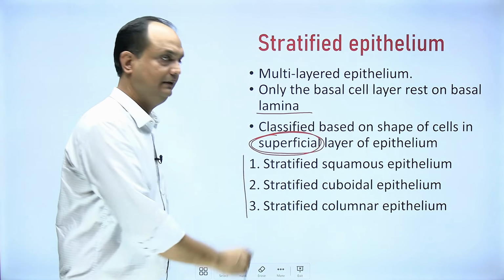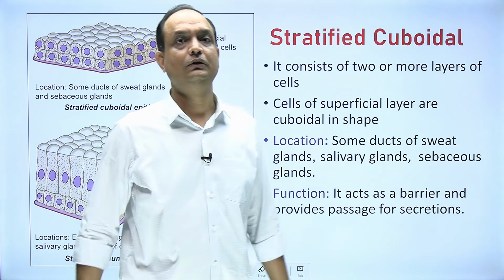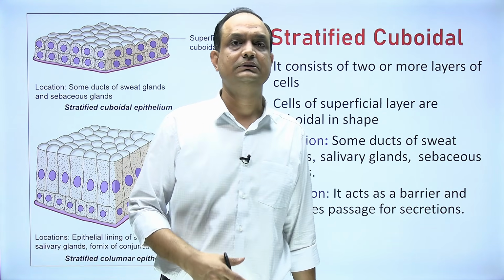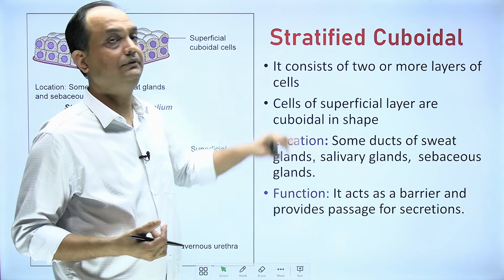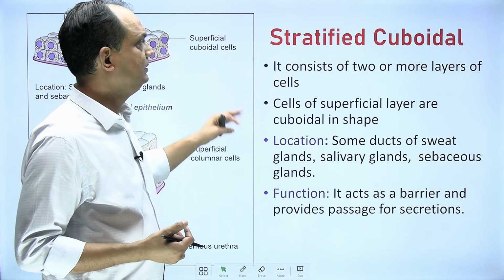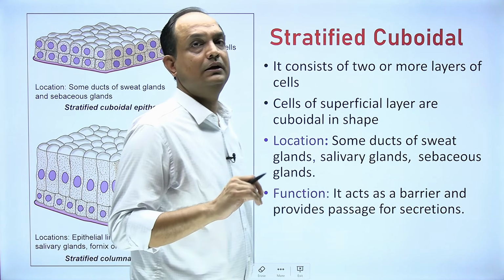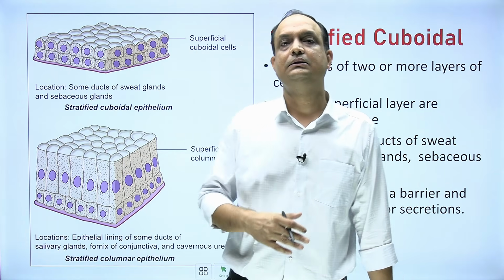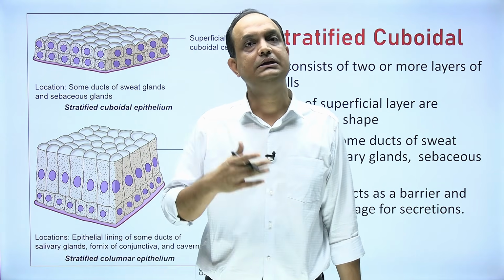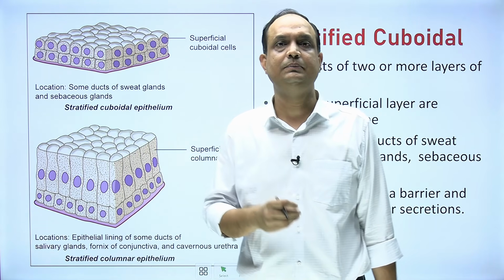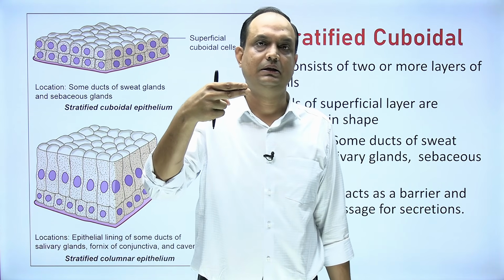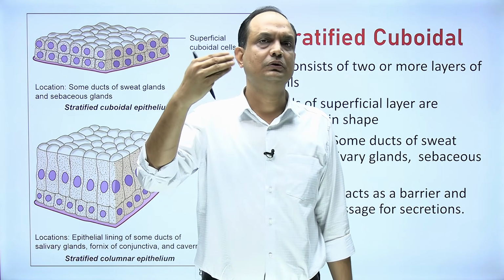And you know, stratified is again of three types: stratified columnar, stratified squamous, and stratified cuboidal. Now, when you will see the stratified cuboidal, again you have to keep this thing in mind. In most of the cases, the stratified cuboidal and stratified columnar epitheliums are, in most 90% cases, double layer. They are not more than double layer.